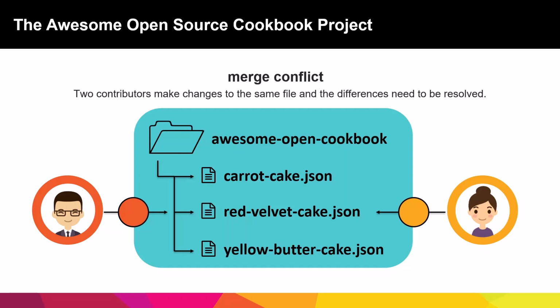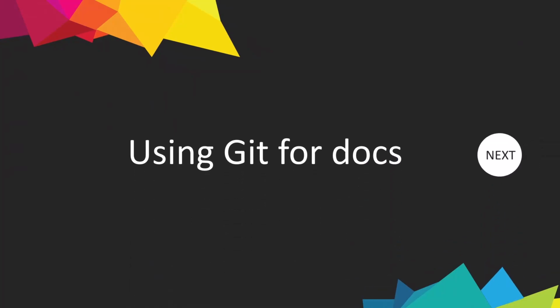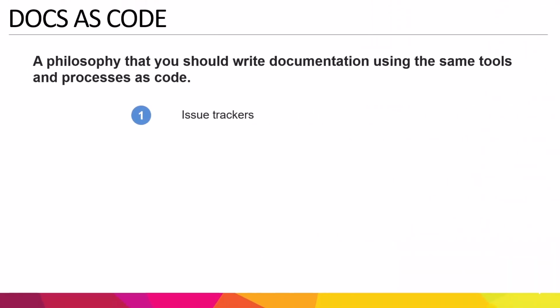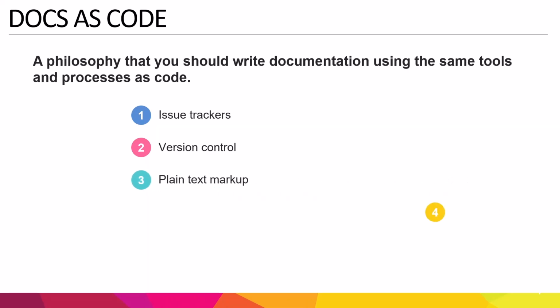So now let's change gears just a little bit and talk about why we are even talking about Git when we're talking about contributing to documentation. Well, one major reason is because a lot of organizations are beginning to adopt a docs as code philosophy when it comes to their documentation development. This philosophy is that you should write documentation using the same tools and processes as code.